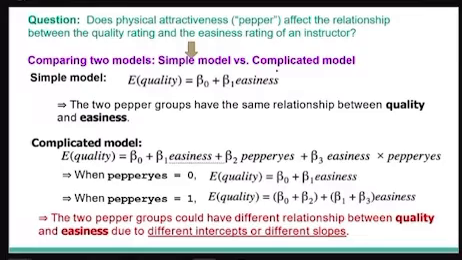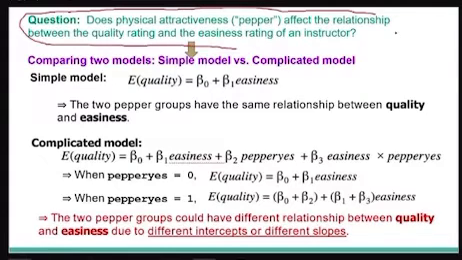Now, let's take a look at this. We have a research question here. I said everything is going to start from a research question. The question is, does physical attractiveness, which we call Pepe as a variable here, affect the relationship between the quality rating and the easiness rating of an instructor? That's what we want to answer. To be able to answer this question, we're actually going to compare a simple model with a complicated model.